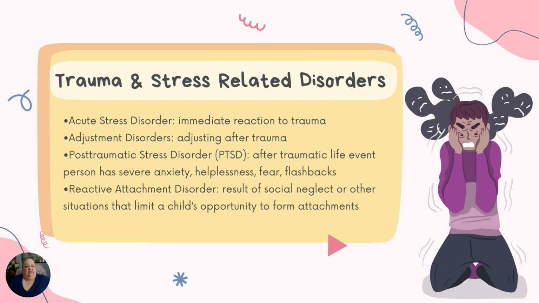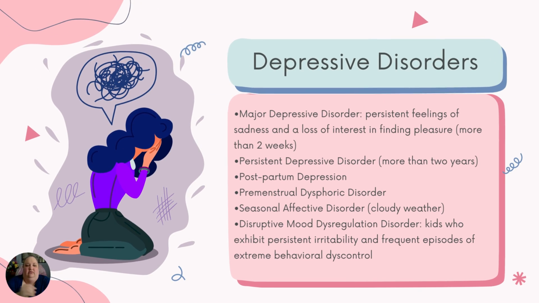This is something that people that are going to adopt children have to learn about, because it's something that happens to children in foster care, where they just eventually learn to not have attachments to people because things change so frequently. Okay. Then we have depressive disorders.